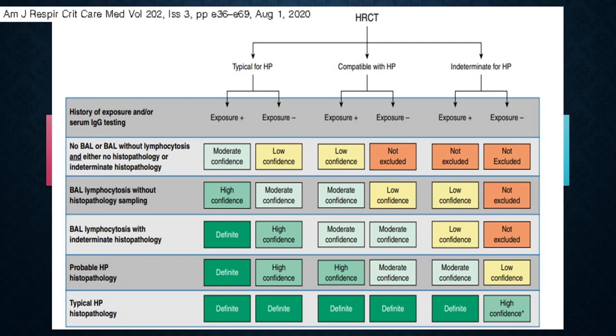This is the current recent guideline on HP, so this is what the current MDT goes by. You have an HRCT picture that is typical, compatible, or indeterminate. Then you have your history or IgG positivity for the precipitin antigen panel. And then you have BAL information of lymphocytosis. Then you have biopsy information which is consistent with HP, and the biopsy shows ill-defined granulomas, so these are not well-formed granulomas, and a lot of bronchiolocentric lymphocytic inflammation. If you have this classical picture, then based on what you have and don't have, you can determine the confidence of your diagnosis of HP.